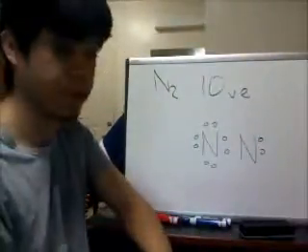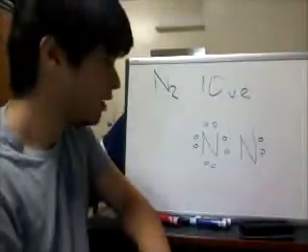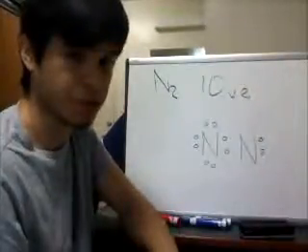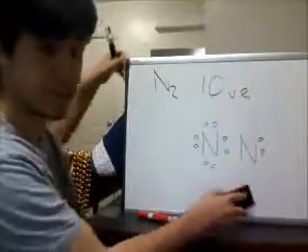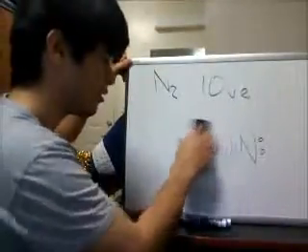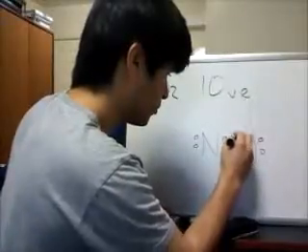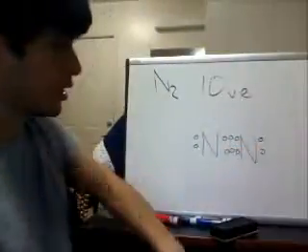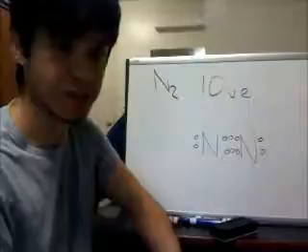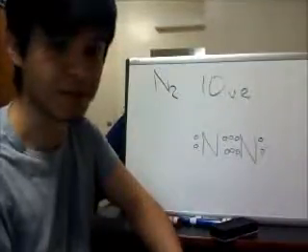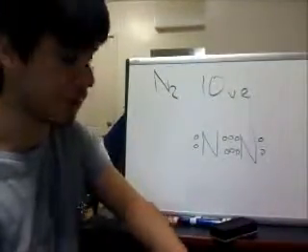So right here we have 10 valence electrons. However, this nitrogen only has 4 valence electrons. So we could take 2 pairs of electrons and form 2 more bonds. Right here we have a triple bond between the 2 nitrogen atoms. This is the maximum number of bonds that can occur between 2 atoms.